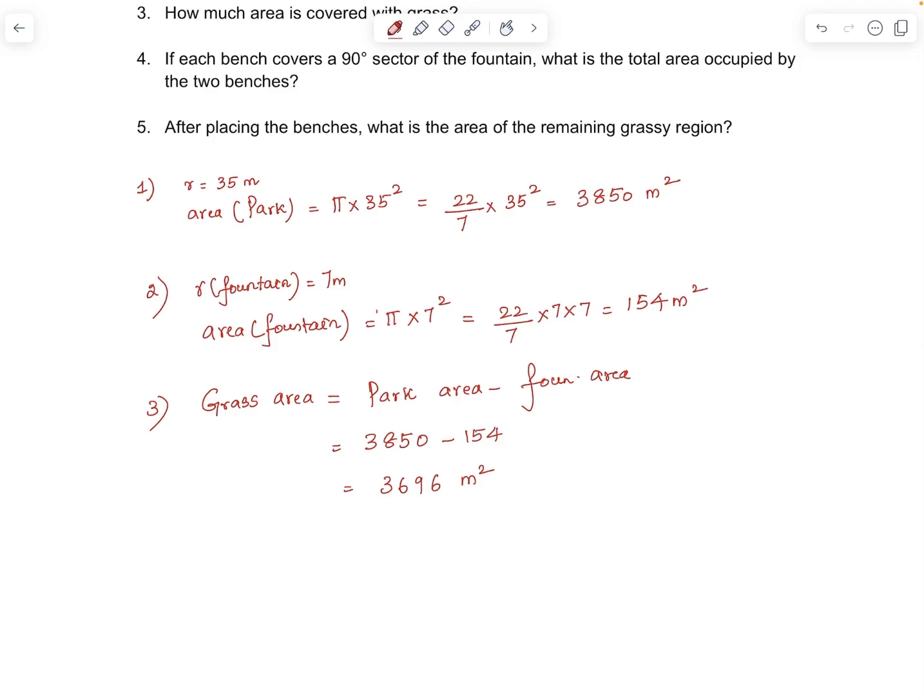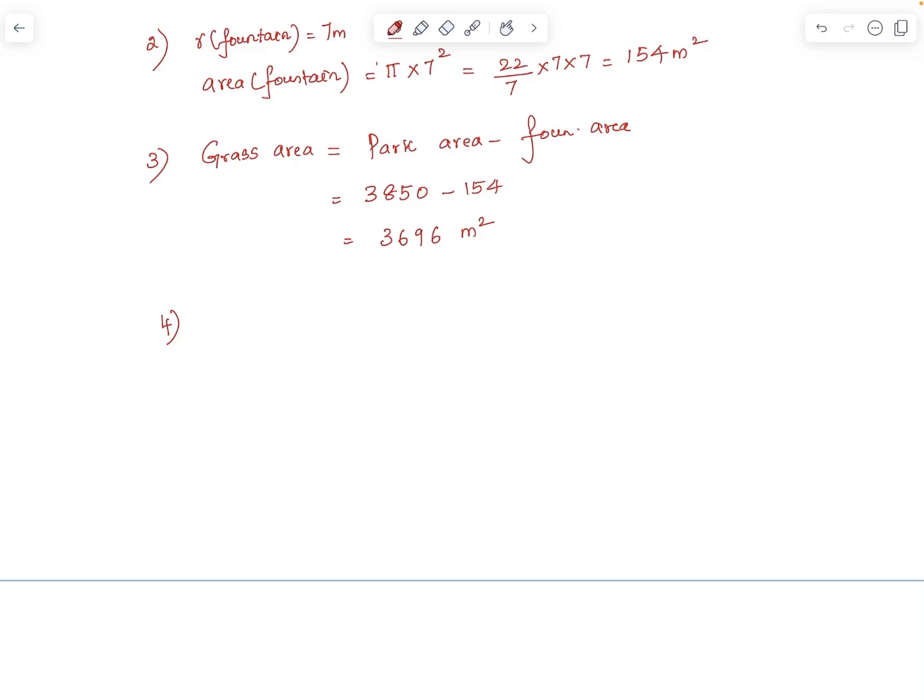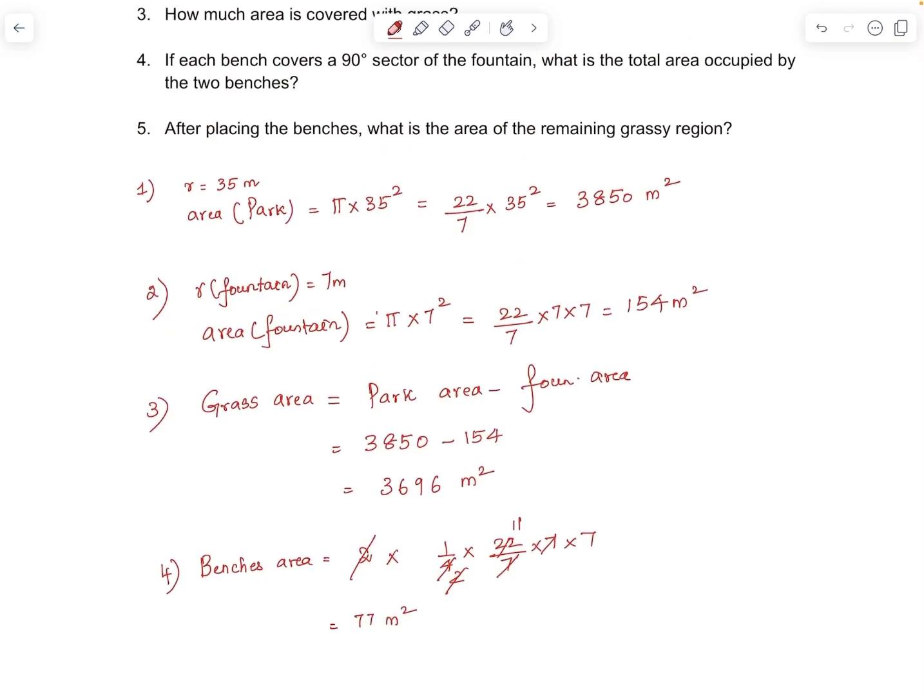Question 4. If each bench covers a 90-degree sector of the fountain, what is the total area occupied by the two benches? A 90-degree sector means it's a quadrant. So the benches area will become, there are two benches, so 2 times 1/4 of the area of the fountain. On simplifying, we get 77 meter square.